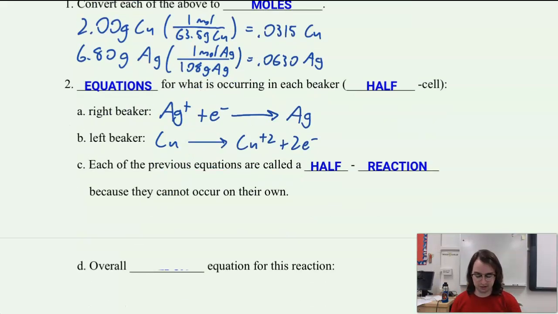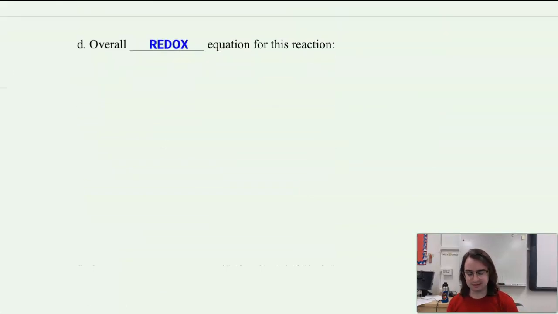This type of reaction is called a redox equation. Redox is short for reduction oxidation equation, and we're going to talk about what those terms mean in a second. But we can combine these 2 half reactions to give us a complete redox equation. Let's stack them on top of each other first and see how they compare. We have Ag plus, so that's silver ion, and its 1 electron forms silver metal.